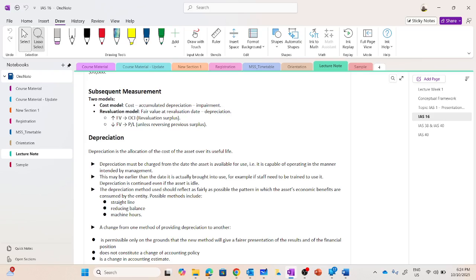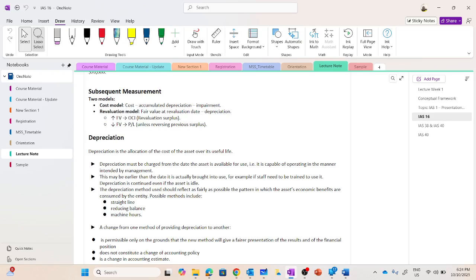We can decide on which model to use based on the one that will give the faithful representation of the financial information, the relevant information. We are going to look at it in different standards, and also when we cover IFRS 13, the fair value measurement, we are going to look at the fair value for the revaluation as well.